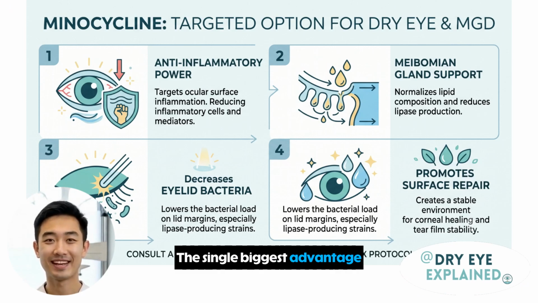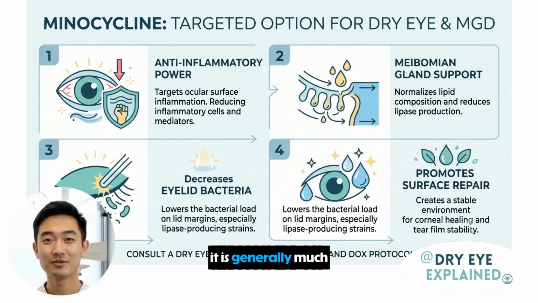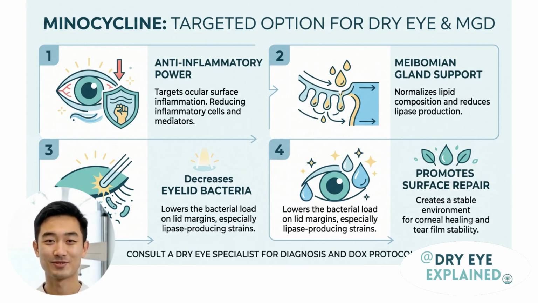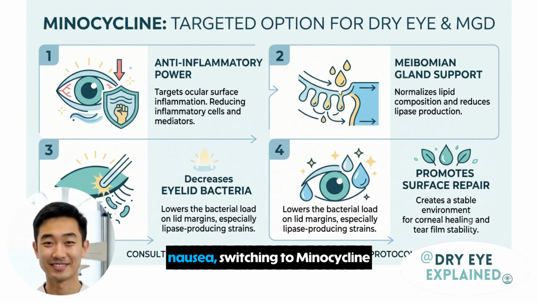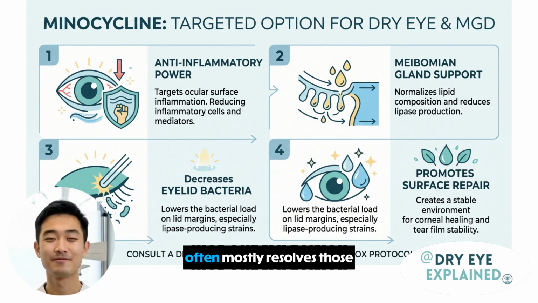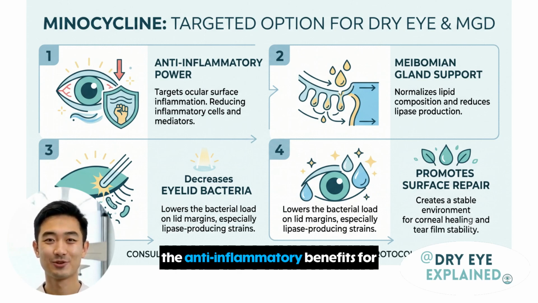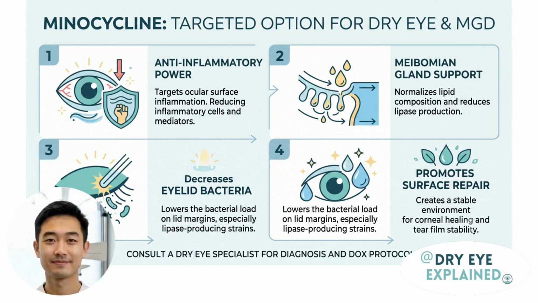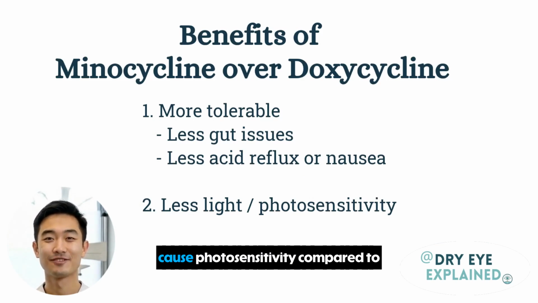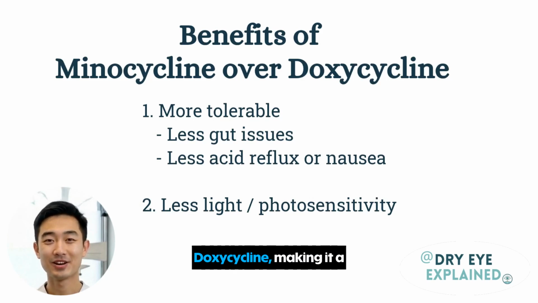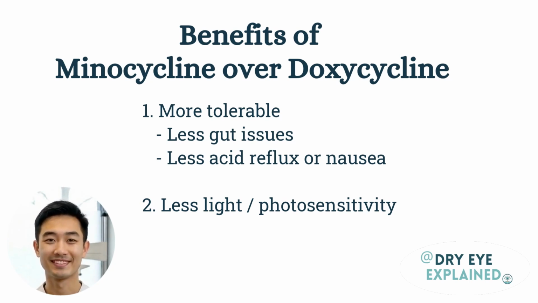The single biggest advantage of minocycline is that it is generally much gentler on the gastrointestinal tract. If doxycycline gave you terrible acid reflux or nausea, switching to minocycline often mostly resolves those gut issues while maintaining the anti-inflammatory benefits for your tear film. Furthermore, minocycline is also significantly less likely to cause photosensitivity compared to doxycycline, making it a much safer option during the summer months or for those who spend time outdoors.